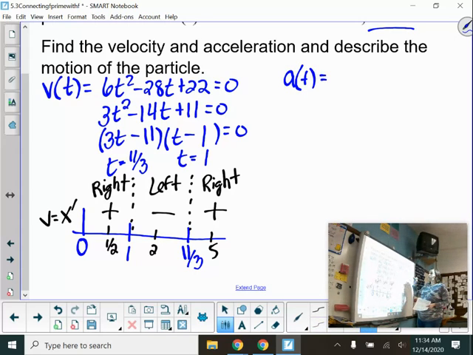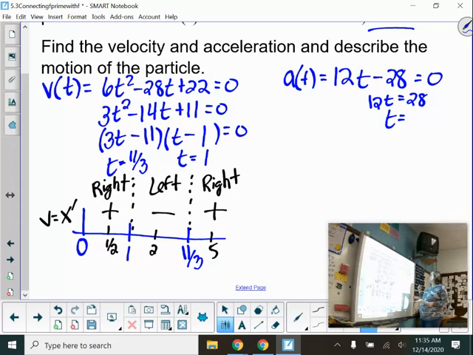Now if we look at the acceleration, it is going to be the derivative of the velocity. And again, I should go back to the original function there, or rather the original velocity function before I divided it by 2. That's going to give us 12t minus 28. So I'm going to set that equal to 0. So I have 12t is equal to 28. t is equal to 28 over 12. Both of those can be divided by 4. So that's going to give me 7 thirds.